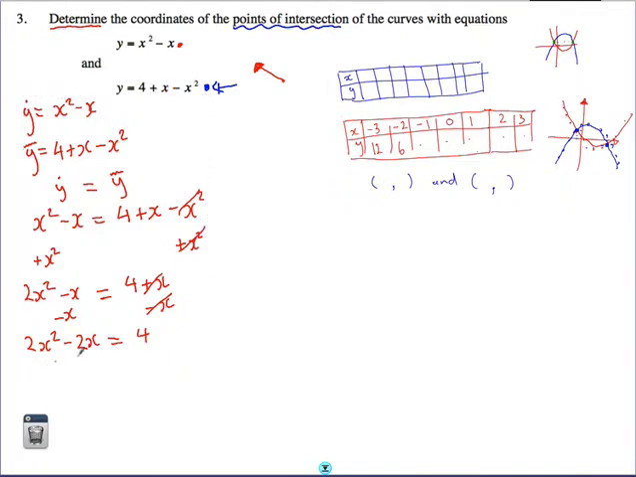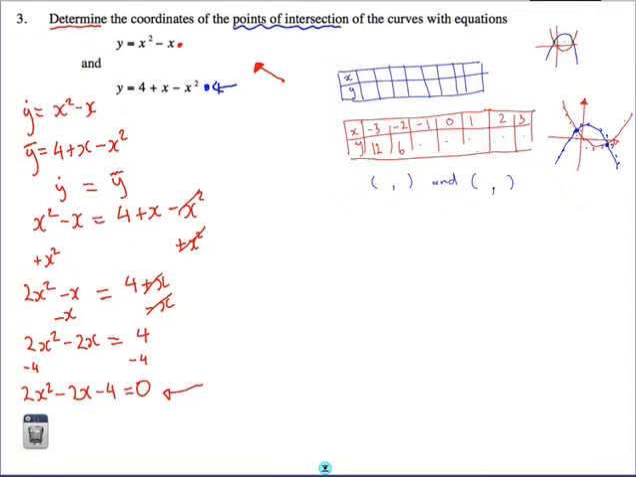So I have enough space. Take away 4, take away 4. So we got 2x squared minus 2x minus 4 is equal to 0. And now we just have to find out what x is.